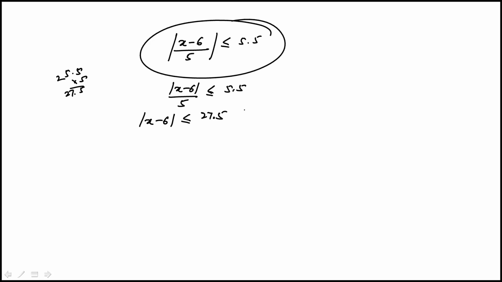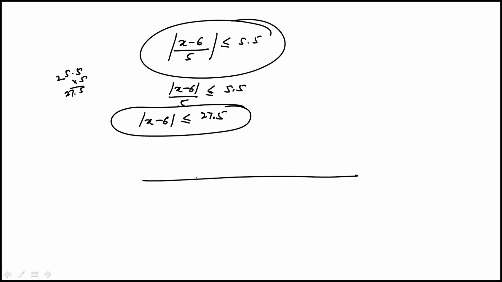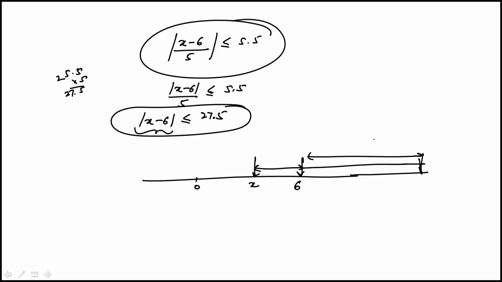27.5. And the way you can interpret this inequality is using the number line. So for example, if this is 6, what this is saying is all the points, meaning let's say if this is x, then absolute value of x minus 6 is the distance between x and 6. That distance has to be less than or equal to 27.5. So that tells you that x would be on this side. The most it could be is if you add 27.5, so 33.5 here.